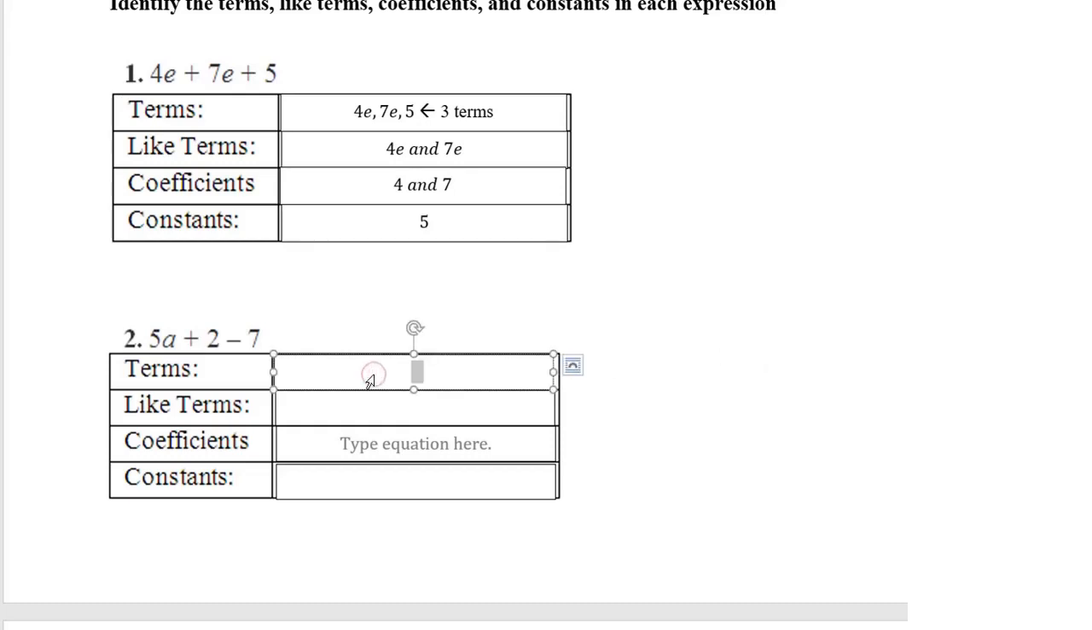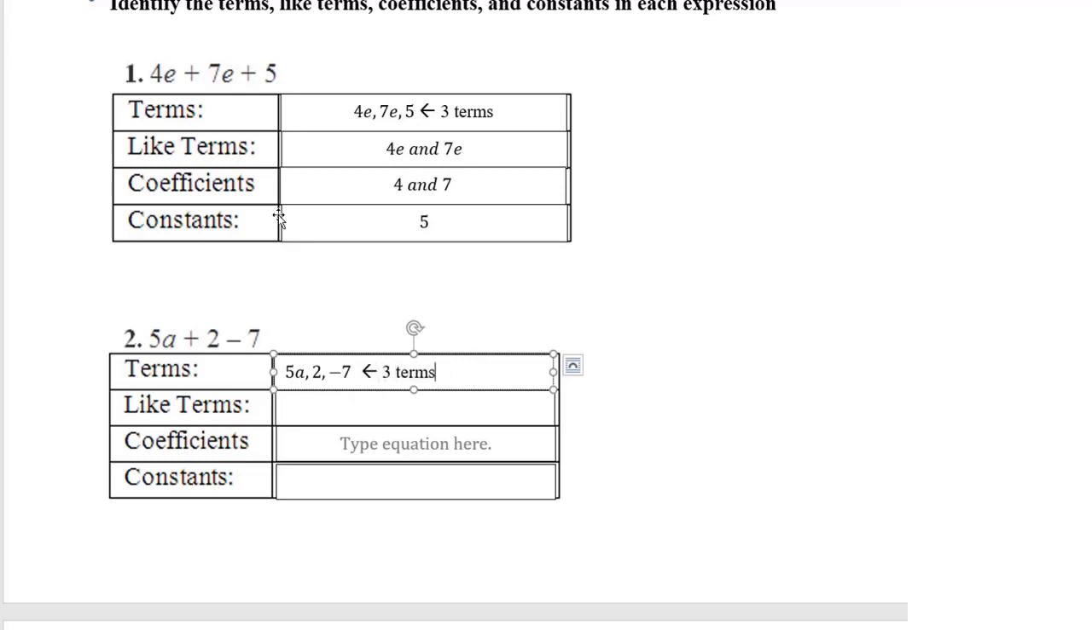All right, so terms. How many terms does this have? Good, it has 3 terms, 5a, 2, and 7. Now, I'm going to tell you it needs to be -7. It needs to be -7 because that minus sign, we can rewrite it as the addition of a -7. Even though I don't like to see that, when I separate it by terms, I'm going to take the sign with it. So there are also 3 terms here.